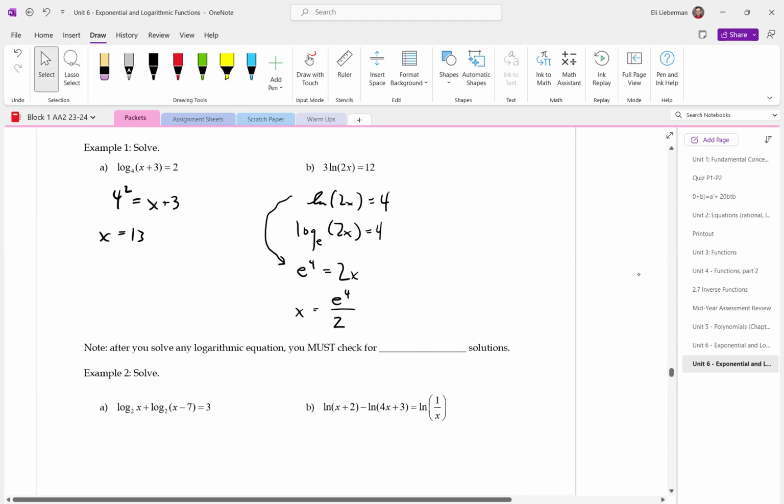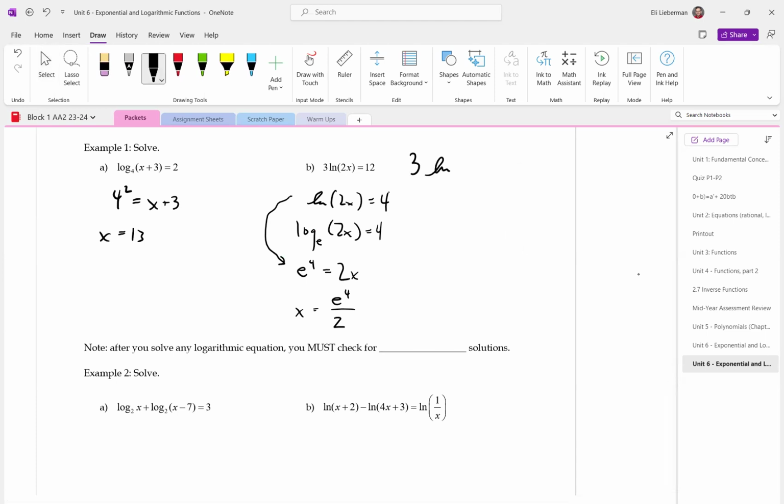Oh, sure. Just from the beginning: 3 times ln of (2 times our answer, e to the 4 over 2) equals 12. I hope it makes sense that the 2's cancel, leaving us with 3 times ln of e to the 4th equals 12. And then we have that third property: the exponent becomes the coefficient. 12 equals 12. Very, very nice.